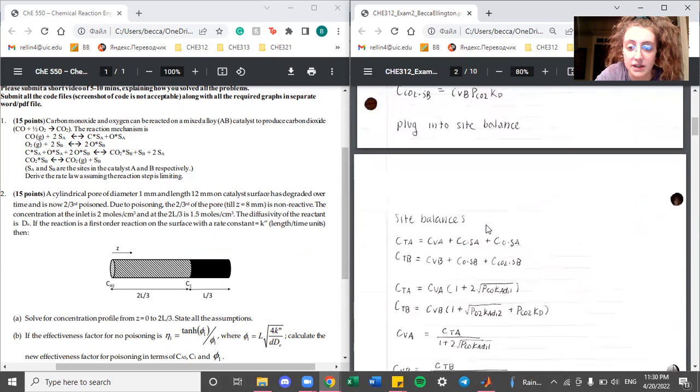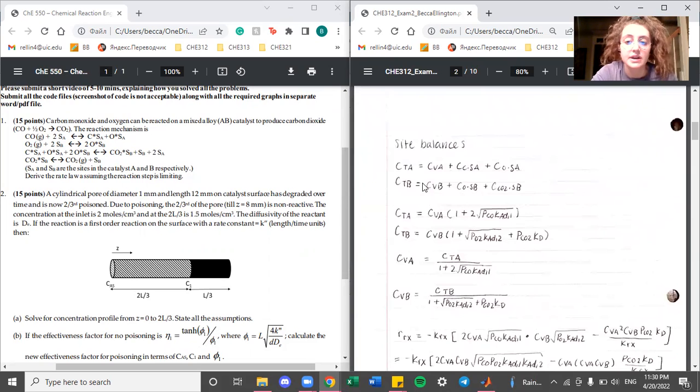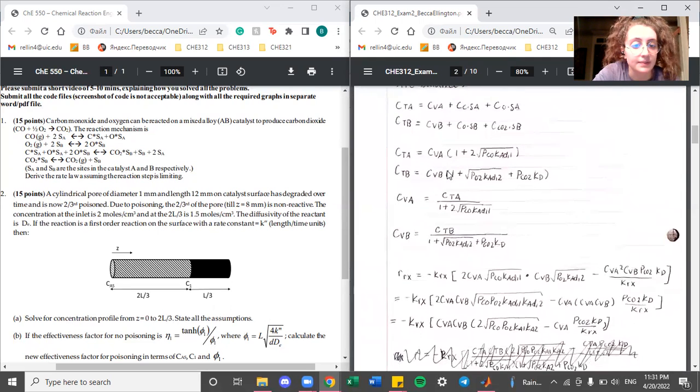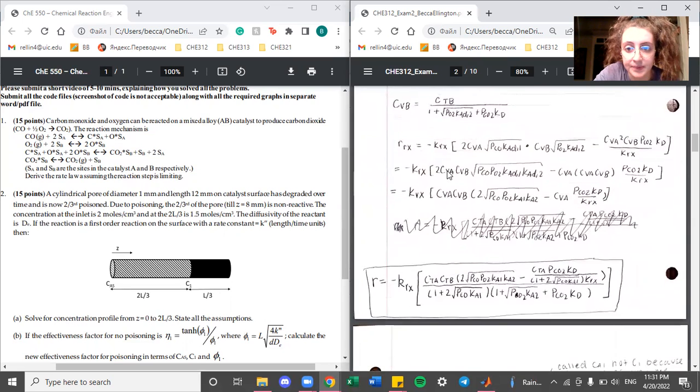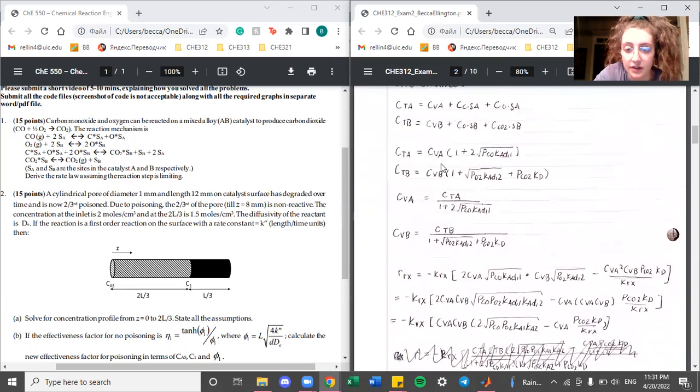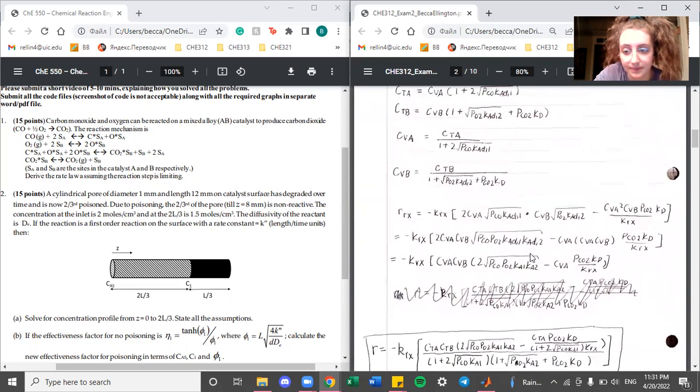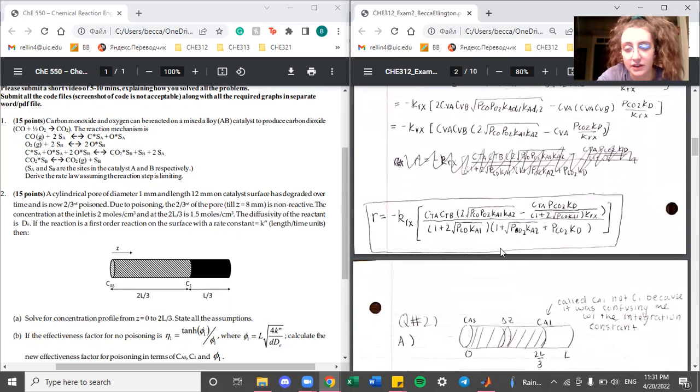And then plugging it into the site balance, as I said earlier, there's the site balance for the A catalyst and the B catalyst. And then I just plugged in what I had solved for before. So basically what we have is 5 unknowns and 5 equations. You solve for all the unknowns and plug them into the final reaction rate, which is going to be equal to the reaction rate of the limiting step. So I solved for each of the concentrations, solved for the vacant concentrations, and then plugged them all into the final reaction rate. That's what I got as my final answer.